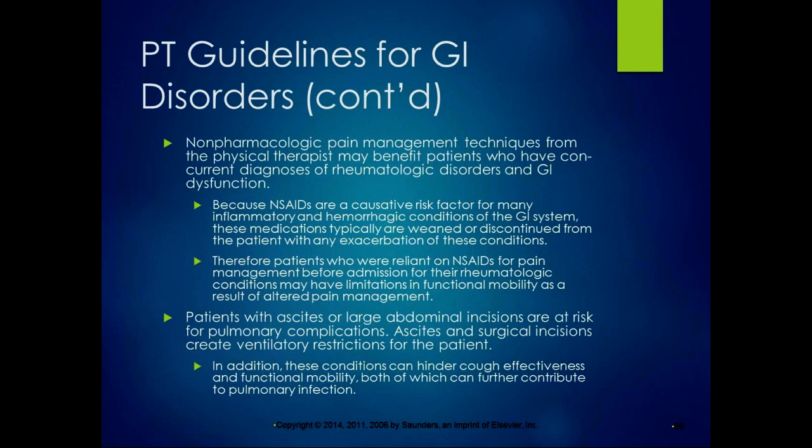Patients that have ascites, which is the buildup of fluid in the abdominal cavity, or large abdominal incisions, are at risk for pulmonary complications. So it also creates restrictions in ventilation because you have that swelling in the abdominal cavity, and they hinder cough effectiveness and functional mobility. So a lot of times we're working with people on effective ways to clear their airway and positioning.